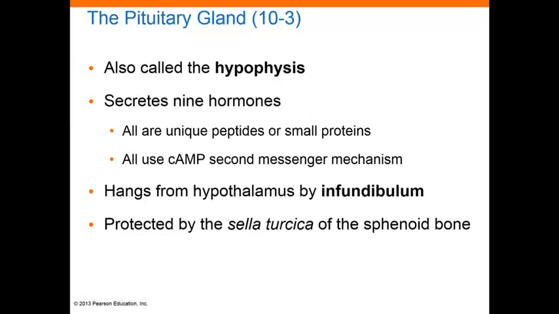Now let's move on to some of the organs and glands in the endocrine system, starting with the pituitary gland. The pituitary gland secretes 9 different protein hormones that bind to membrane receptors and all use cAMP as a second messenger. It is a small, oval gland nestled within the sella turcica, hanging below the hypothalamus by a slender stalk known as the infundibulum.